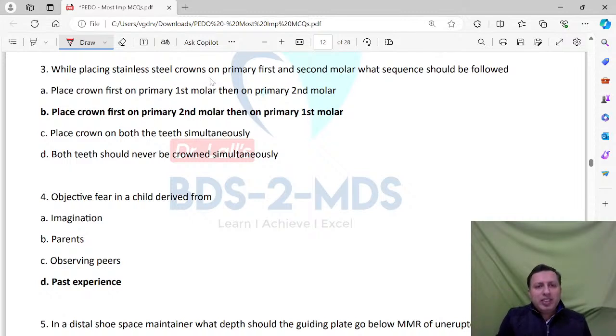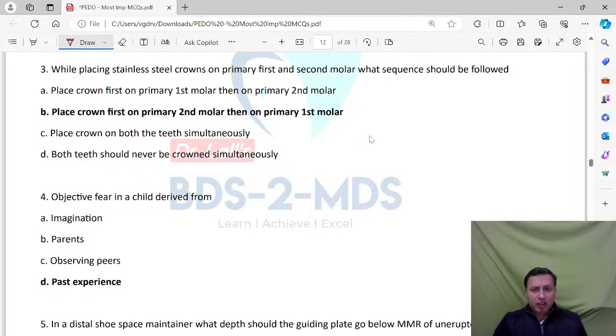Now, while placing the stainless steel crown on the primary first and the second molar, what sequence should be followed? Place the crown first on the primary first molar, then on the primary second molar. Place the crown first on the primary second molar, then on the primary first molar. Place the crown on both teeth simultaneously. Both teeth should never be crowned simultaneously.